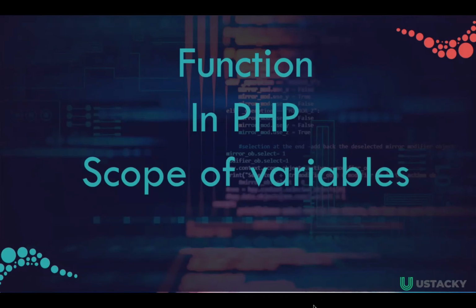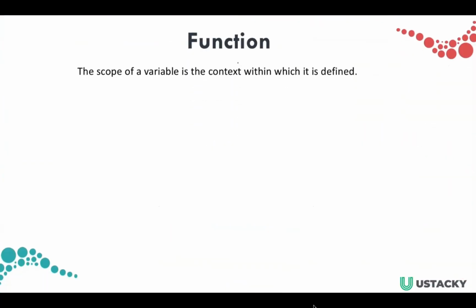In this tutorial, I'll be talking about the scope of variables in PHP. The scope of a variable is the context within which it is defined. This is just a summary to explain the scope of a variable. I will try to expatiate further with so many examples.